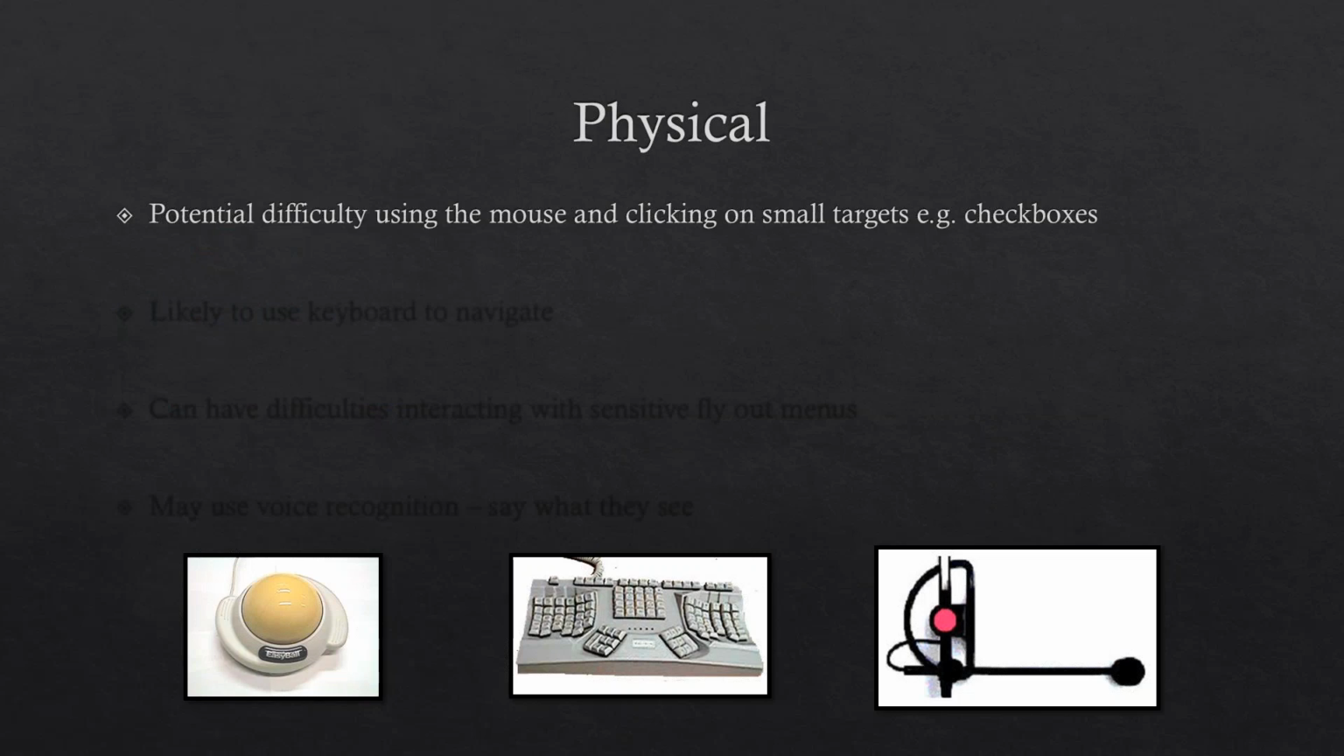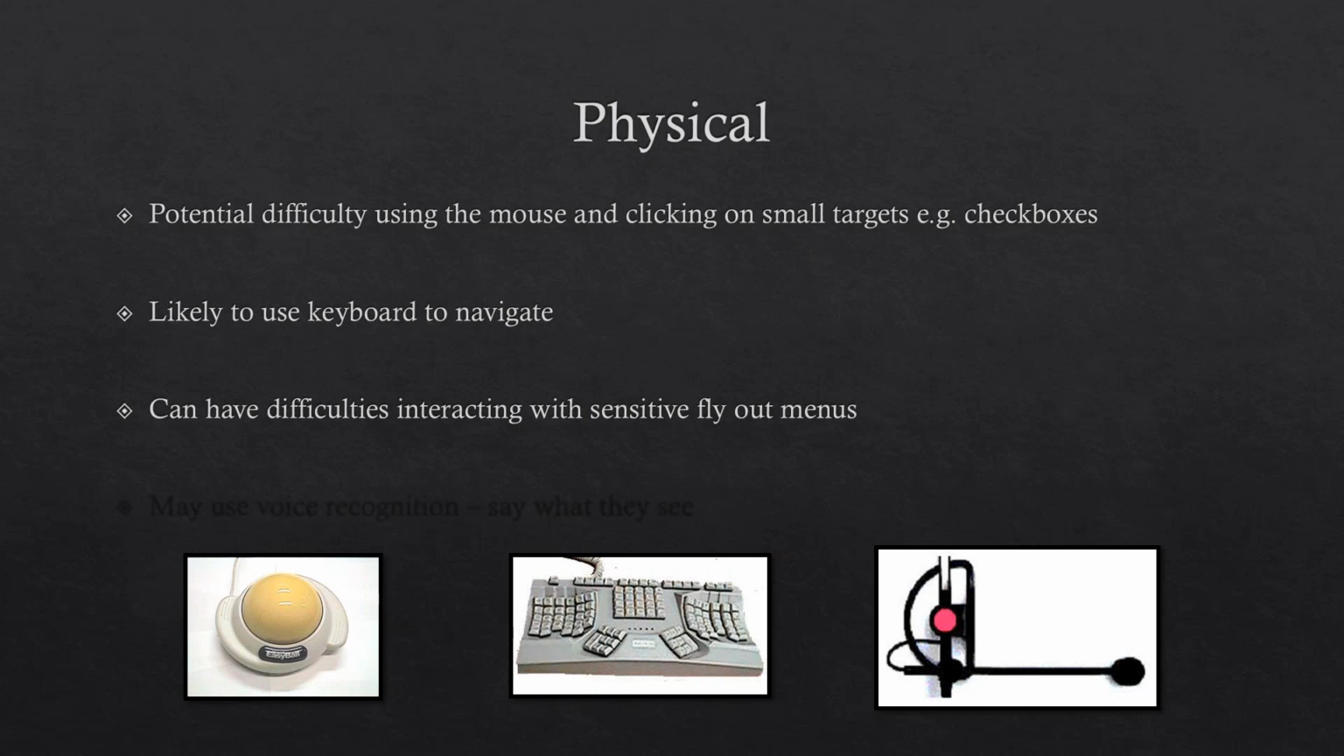And for physical disabilities, a very common issue, particularly for people with Parkinson's or reduced dexterity through aging, is that people have difficulty clicking on very small targets like checkboxes. People with physical disabilities are likely to use a keyboard to navigate, because if you have difficulty holding a mouse very steady with Parkinson's, you can just tab through a page, which is the primary keyboard navigation method, and you don't need to worry about holding a mouse steady. You can instead just take your hands away from the keyboard and nothing will happen while you're not doing anything.